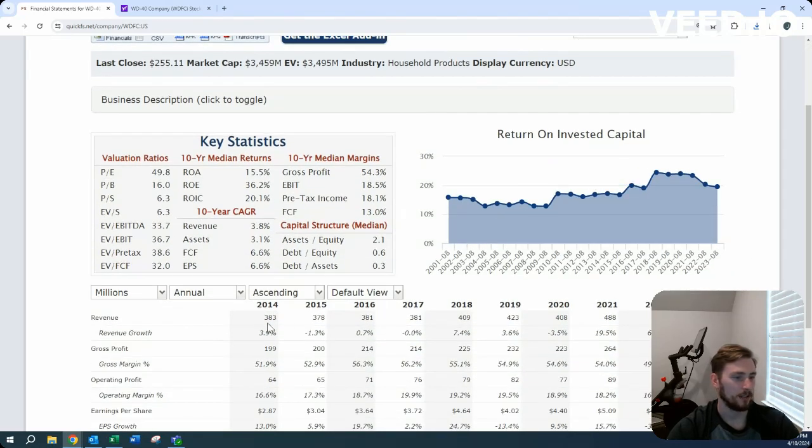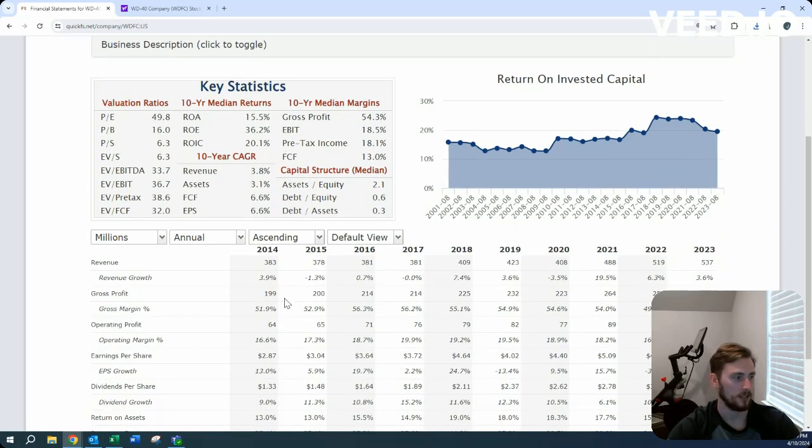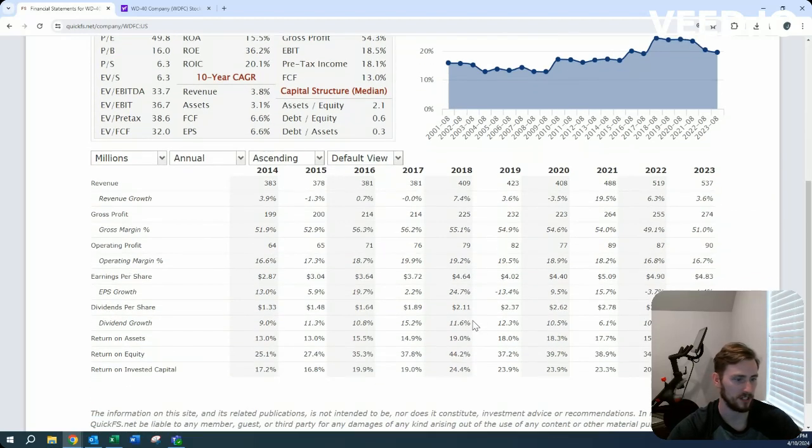Not so funny, maybe. $383 million revenue in 2014, up to $537 million in 2023 in the household products industry. 3.5 billion market cap and enterprise value. We are seeing gross margins relatively flat, and same with operating margins, but a very consistent business. We see that operating margins have really ranged from 16.6% to 19.9%. That's a pretty narrow range. The company is very good at being consistent, consistently giving money to the shareholders through this increased dividend as well.